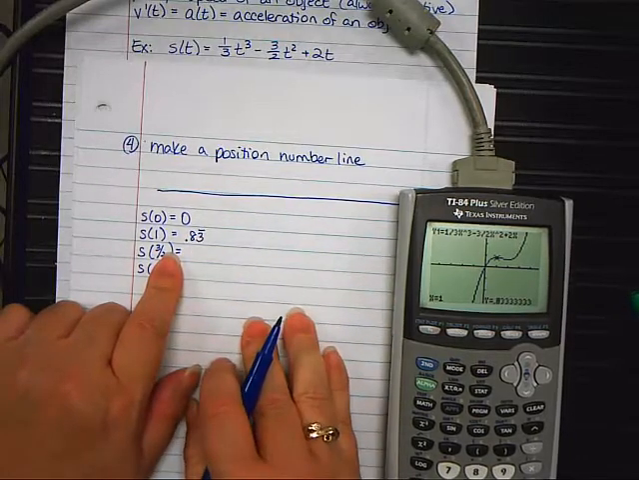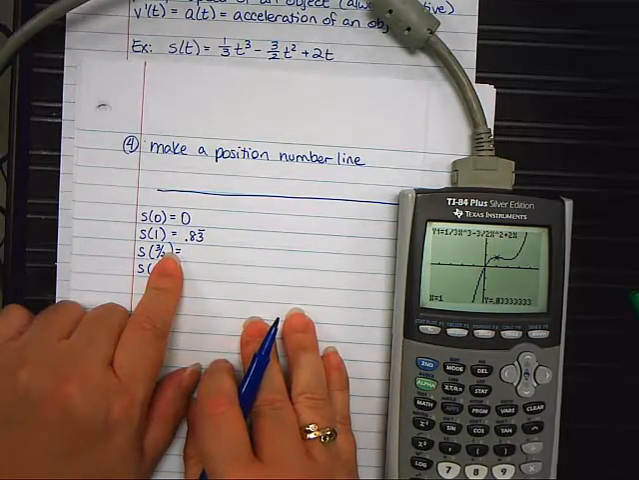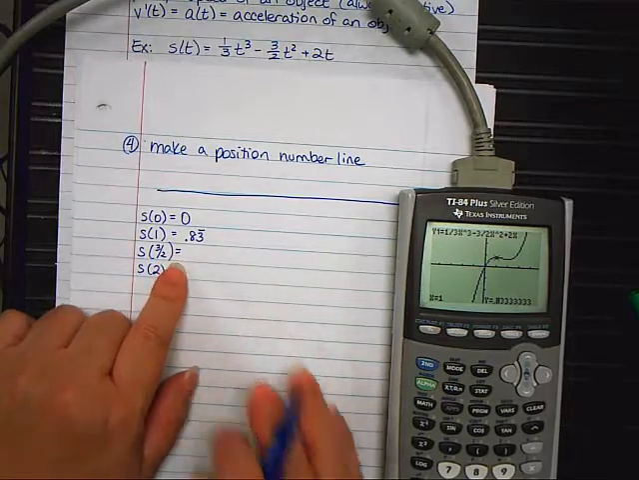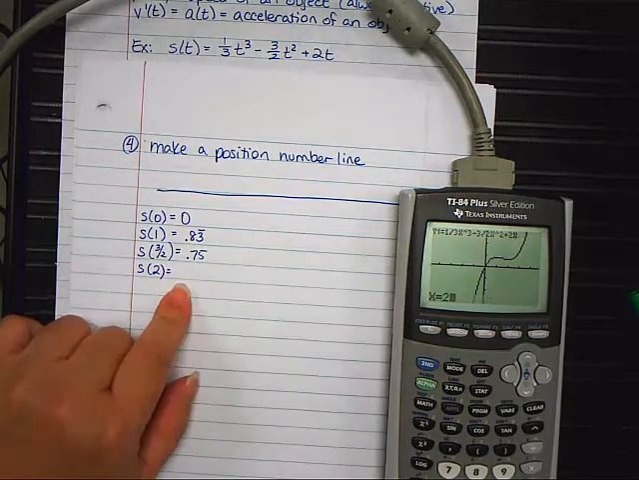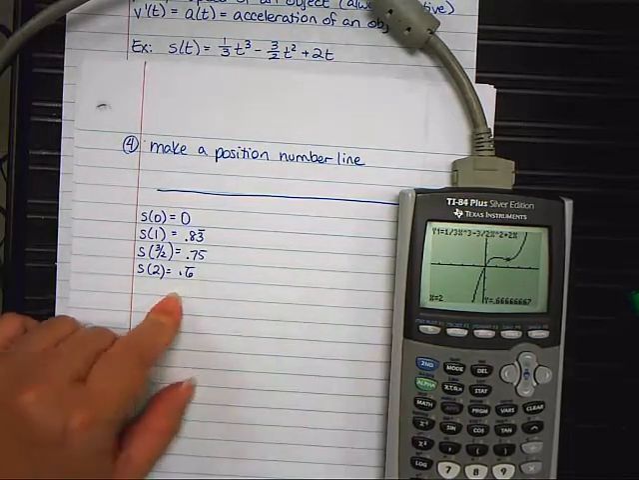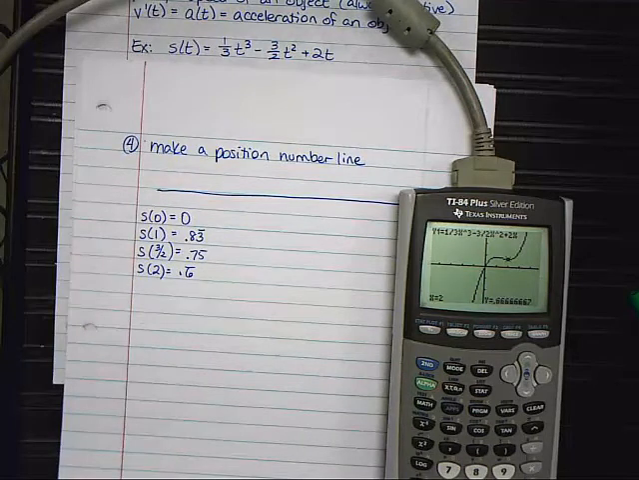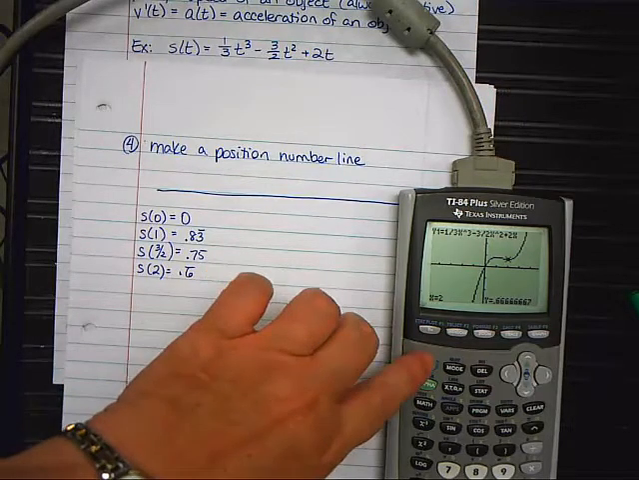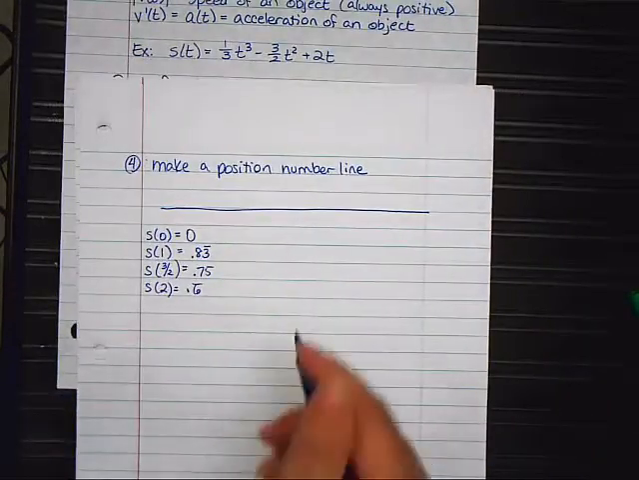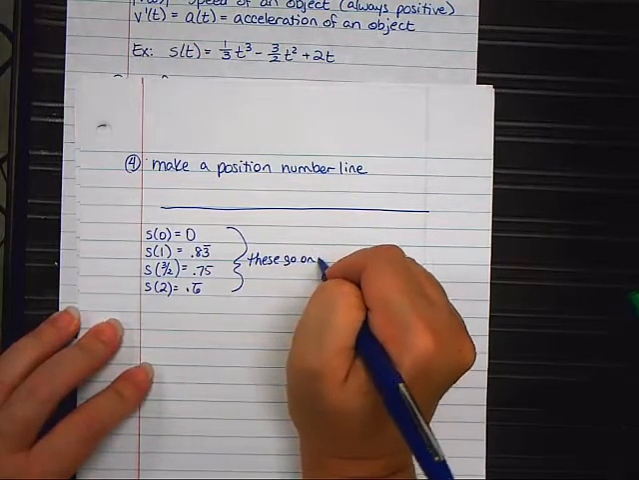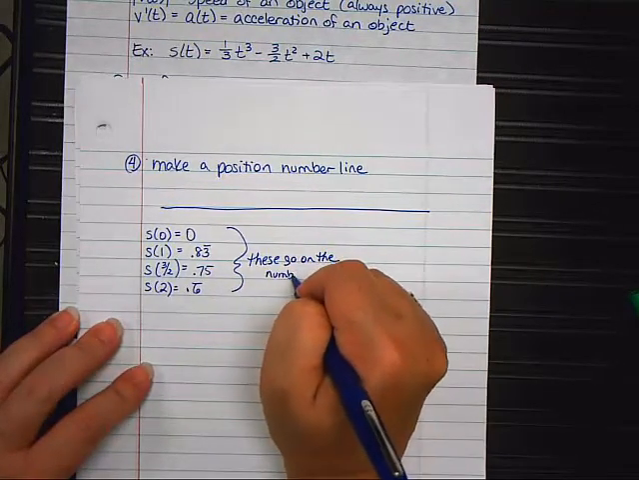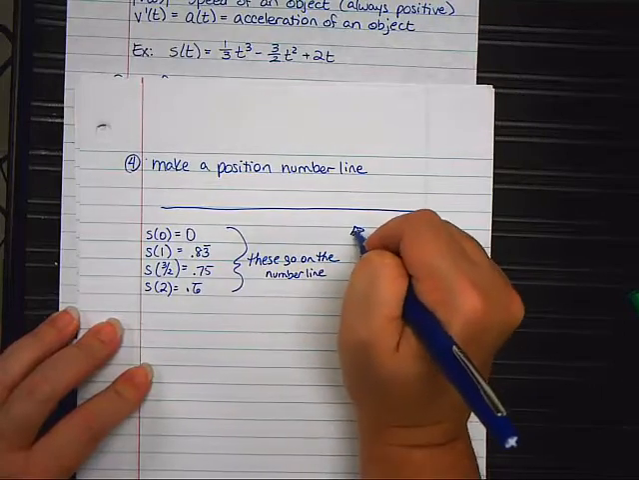0.83 repeating. Are any of you getting fractions for your y values? Yeah, sometimes it does that. That's okay. You can use fractions. 3/2, 1.5, it's 0.75. 2 is 0.6 repeating, which is 2/3. So I just pushed the number and enter once I was in trace mode to get all those values. Those are the numbers that go on your number line, because those tell where he is. So I'm done with this. I'm going to draw little braces here and say these go on the number line up there.